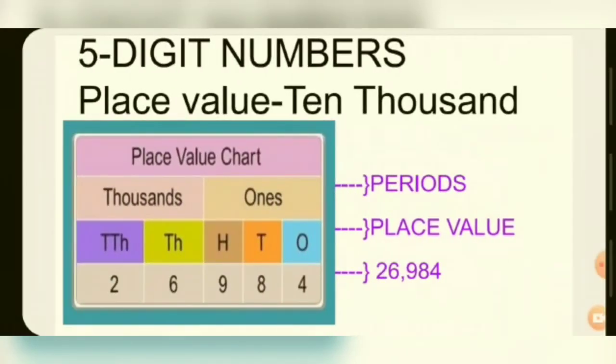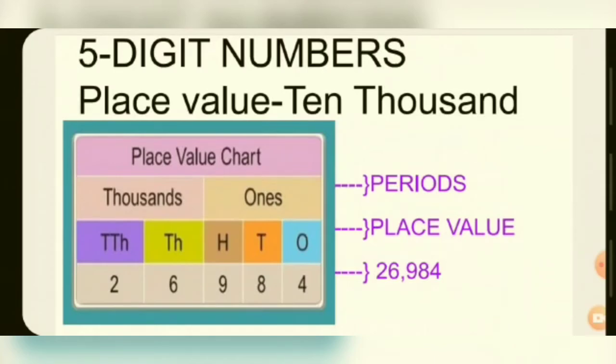The next new topic you are going to learn is 5-digit numbers. As you all know, the 4 place values you have learnt is ones, tens, hundreds and thousands. To write a 5-digit number, you need a new place value, and that is 10,000. You can see the place value chart below, and also a new term called periods. Based on the place value of the numbers, they are also divided into periods.